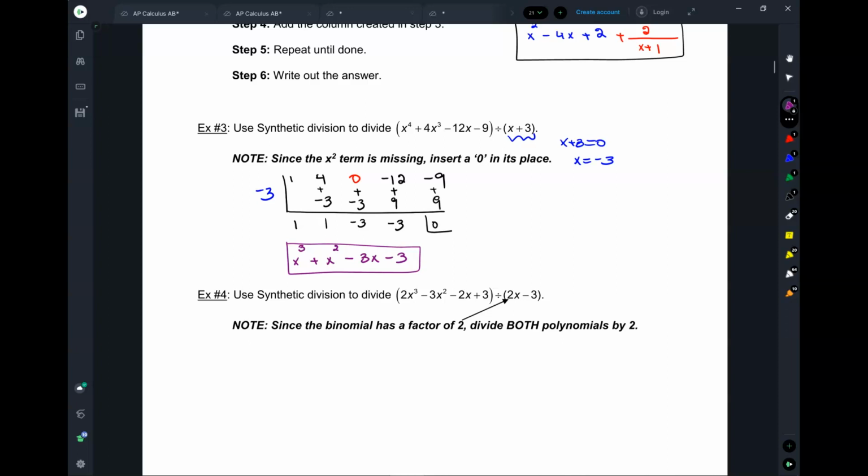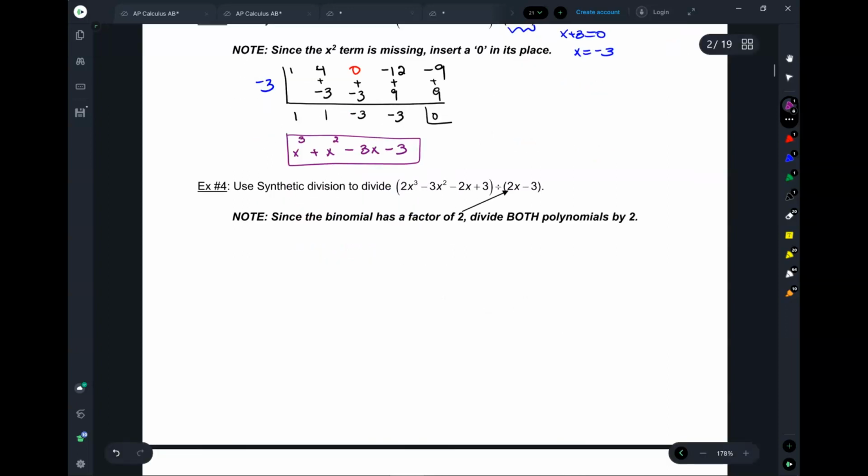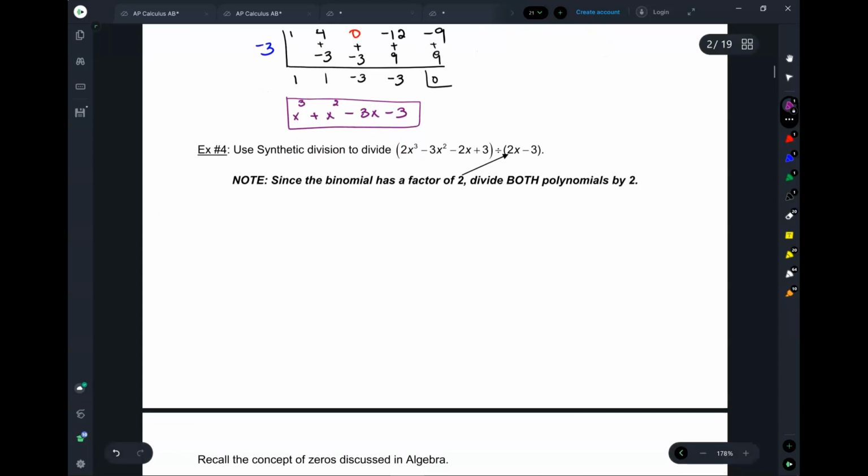Because we started off with x to the 4, and the process of synthetic division reduces the exponent by 1. Next we have another exception to the rule, another special case. We have this divided by 2x minus 3. Now this is okay. This is a linear function, 2x to the 1. This is linear, so we're good.